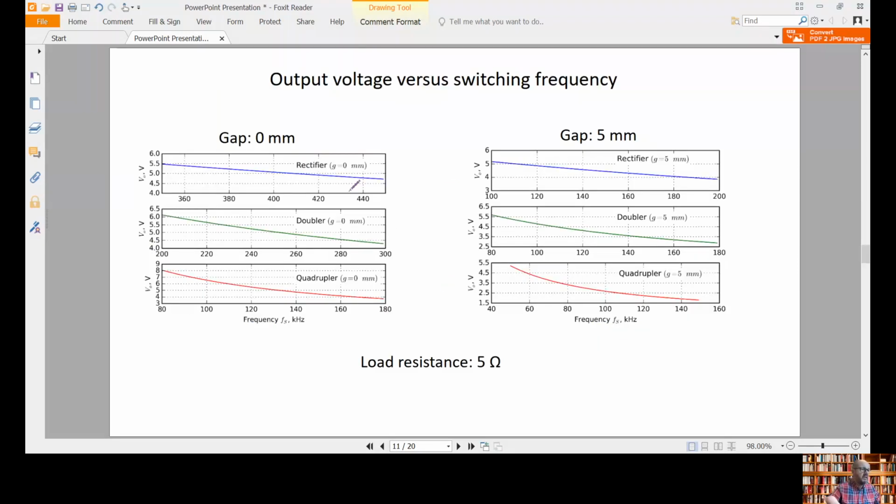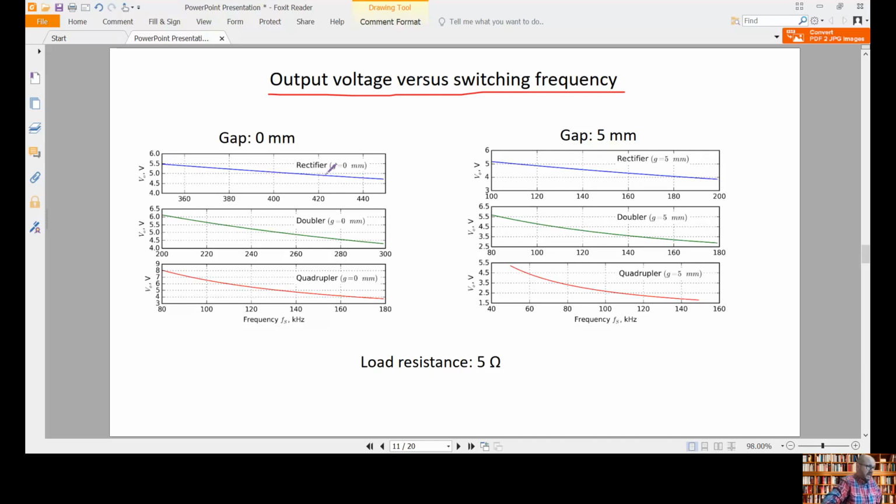So with this IPT system, and also with the characteristics that we have obtained before, we can calculate the output voltage versus the switching frequency for two values of the gap. We can see the output voltage here as a function of the switching frequency from 360 kilohertz to 440 kilohertz. With a gap of 0 millimeters, we have a voltage like this one when we use a rectifier.